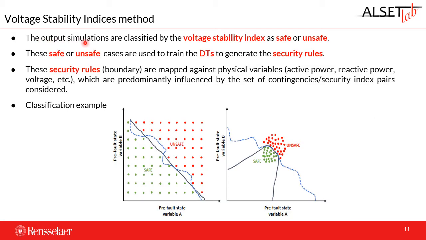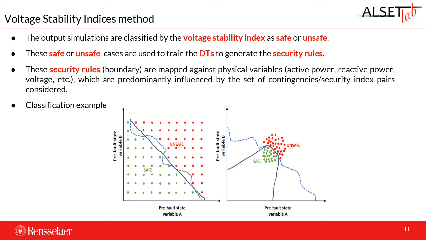The output of the simulations is going to be classified by the voltage stability index as safe or unsafe. These safe or unsafe cases are going to be used to train the decision trees and then generate security rules. The security rules, the boundary, are mapped against physical variables such as active power, reactive power, and voltage, and they're influenced by the set of contingencies and security index pairs considered.